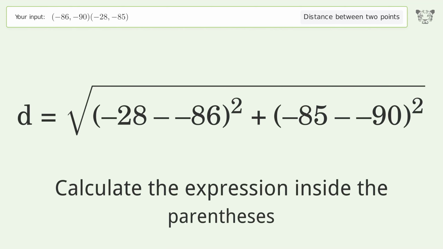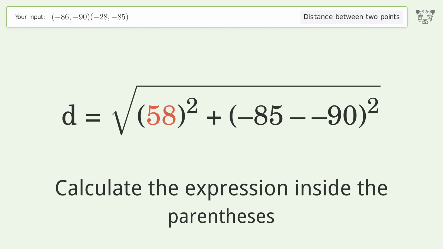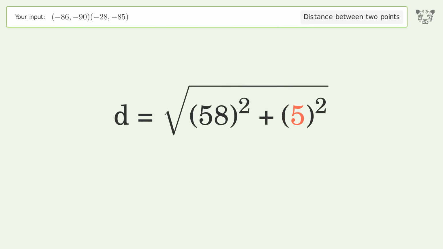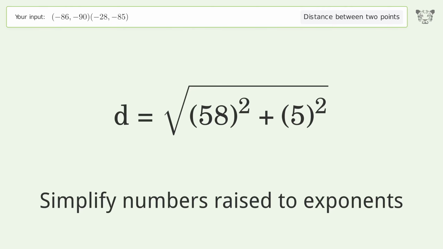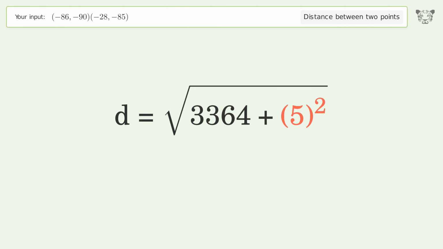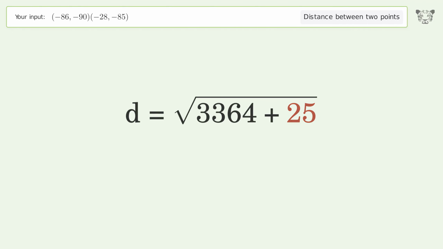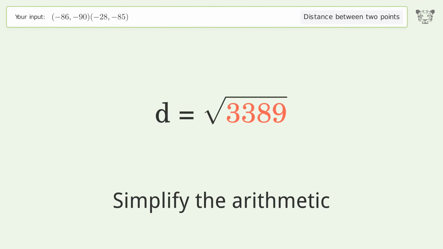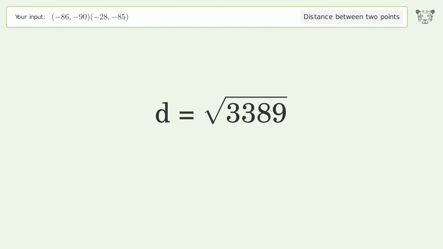Calculate the expression inside the parentheses. Simplify numbers raised to exponents. Simplify the arithmetic. And so the distance between the 2 points is the square root of 3,389, or 58.215.